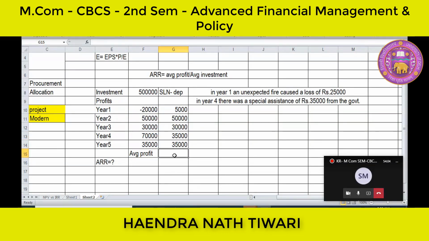So what is the average profit during this period? You can determine the average profit by simply doing what? Sum these 5 and divide by the number n. I could have applied the average formula directly, but I did not. So we sum the profits and divide by 5. This gives me the average profit.